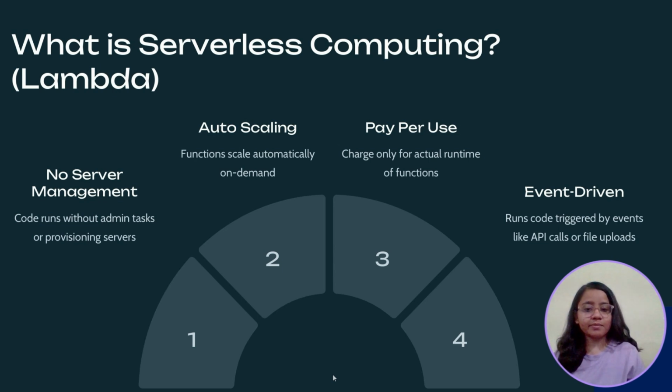Lambda is event driven, meaning your function runs only in response to an event. This could be an S3 upload or an HTTP request via API Gateway, or a message from SNS or SQS, or a scheduled cron job like every hour or every day. You are billed only for the compute time your function uses, down to the millisecond, making it highly cost efficient.